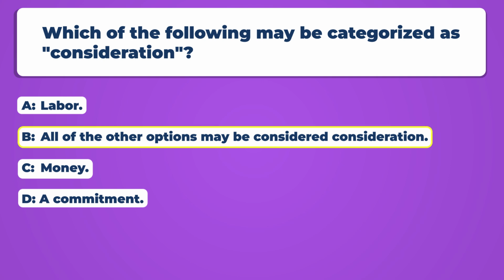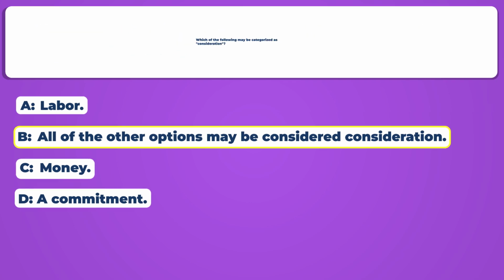Got it? B is the correct answer. Consideration is anything of legal value that motivates someone to enter a contract. So all of the options can be categorized as consideration. And here's the third question of our quick test.